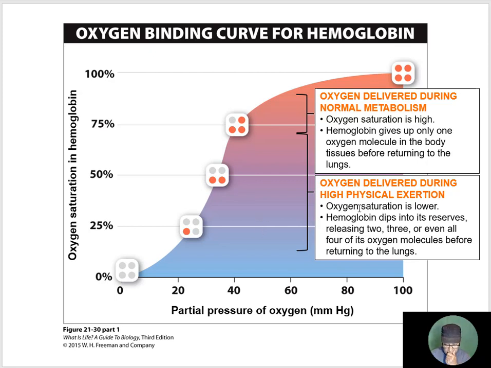But, excuse me, oxygen is delivered during high physical exertion because the oxygen saturation is lower. So hemoglobin dips into its reserves, releasing 2, 3, or even all 4 of its oxygen molecules before returning to the lungs, right? So depending on where this oxygen saturation is determines how much oxygen the hemoglobin is actually going to release, okay?